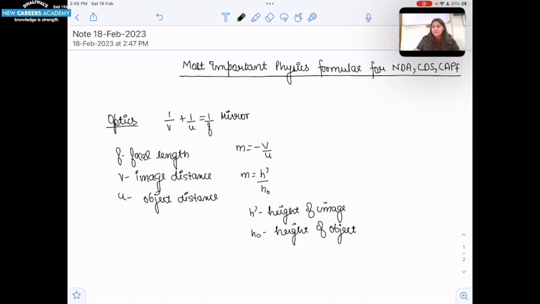We have a similar formula for lens also. So lens formula is 1 by V minus 1 by U equal to 1 by F. And formula for magnification of lens is V by U. For mirror, minus V by U. For lens, we have only V by U.